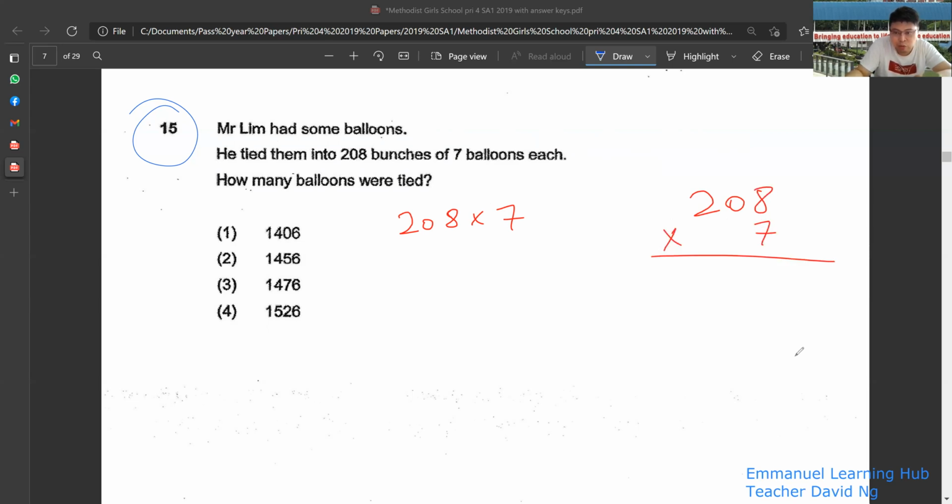Let's do it here. You do for me? 8 times 7 equals 56. Then after that, 5 here. Then after that, 7 times 2 equals 14. So what's the answer? Number 2. You got it wrong. I don't know why you got it wrong.